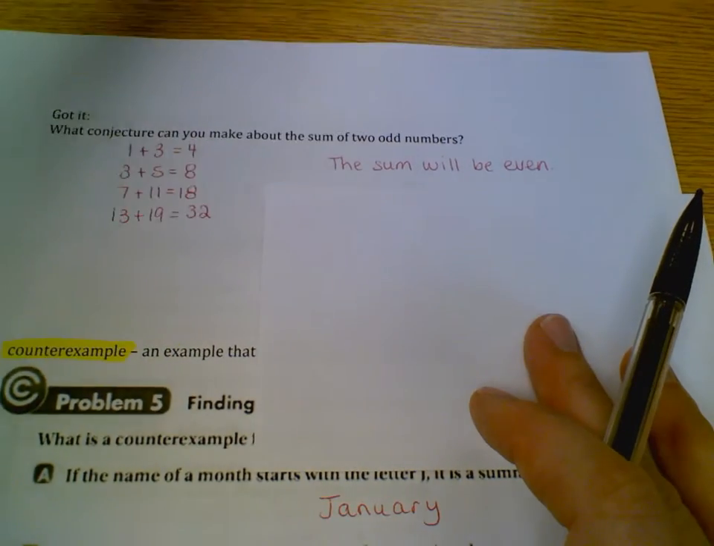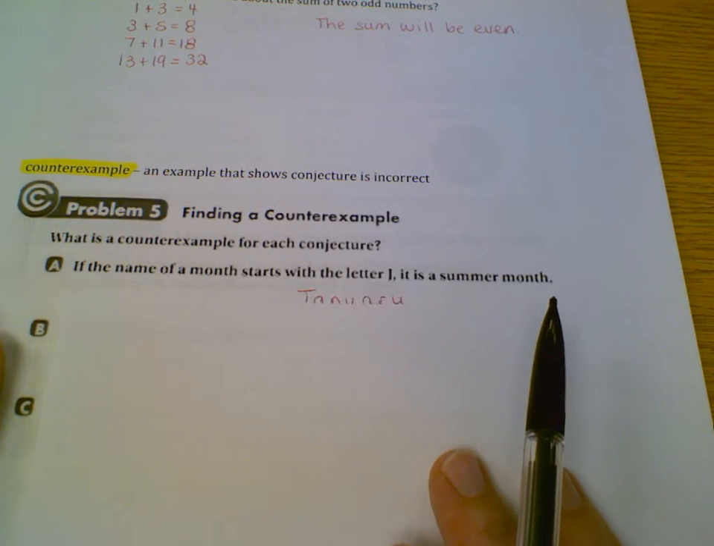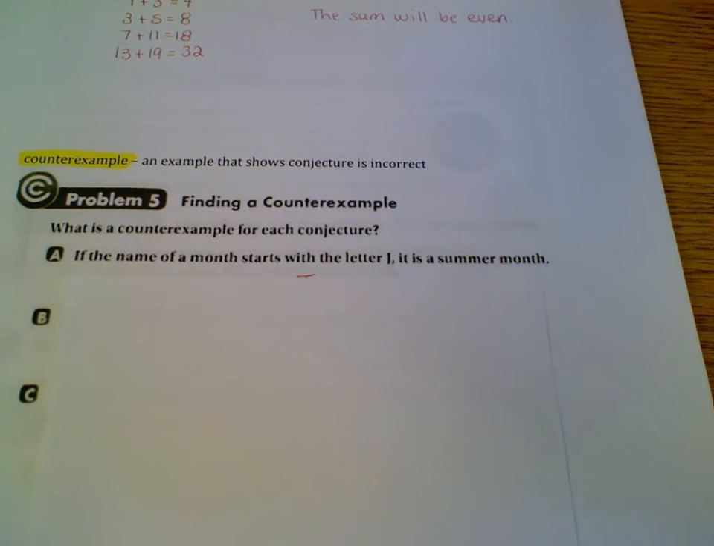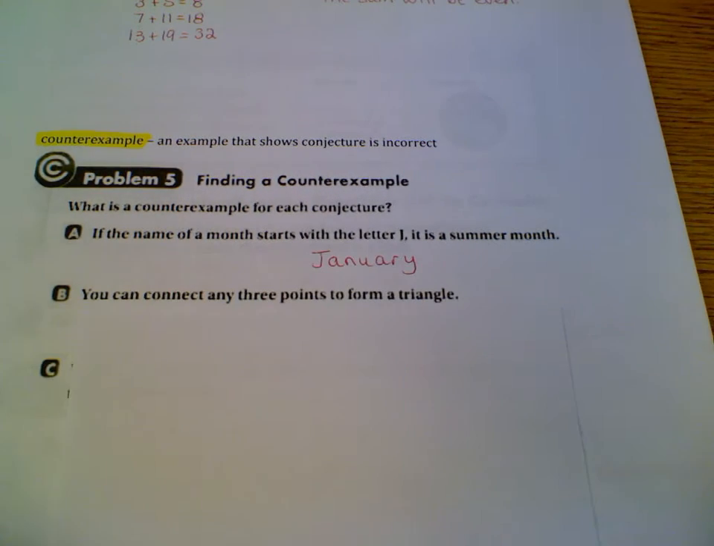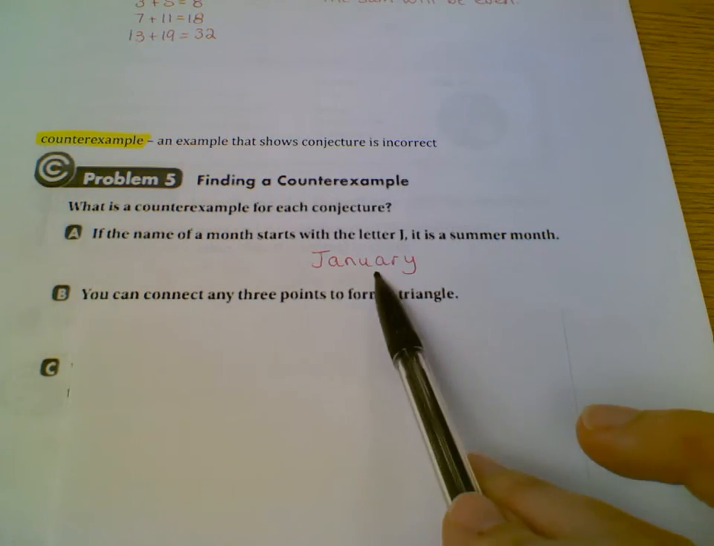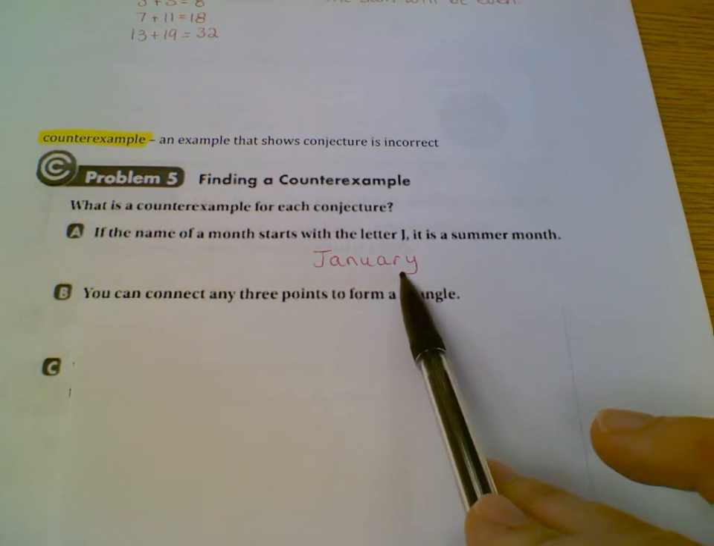Alright, the last part of this lesson is a counterexample. And a counterexample is just an example that makes my conjecture false. So let's look here. It wants me to find a counterexample for each conjecture. If the name of a month starts with the letter J, it is a summer month. So I'm thinking of all the months that start with J and seeing if there are any that are not summer months. Well, yes, January is one of those. So January starts with J, but it is not a summer month, so that's why it is a counterexample.